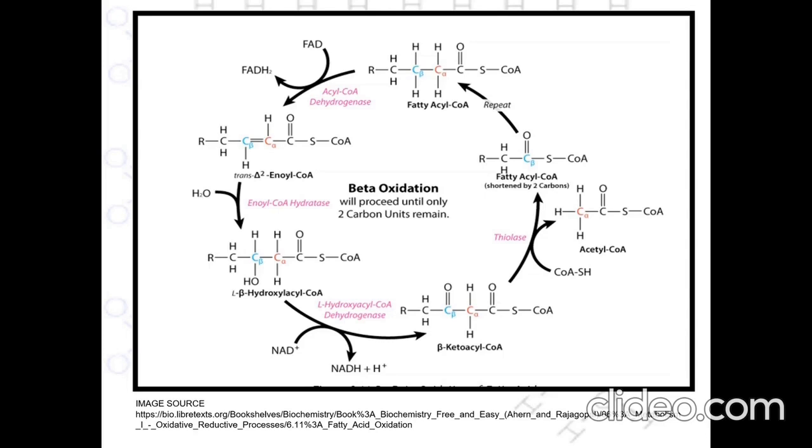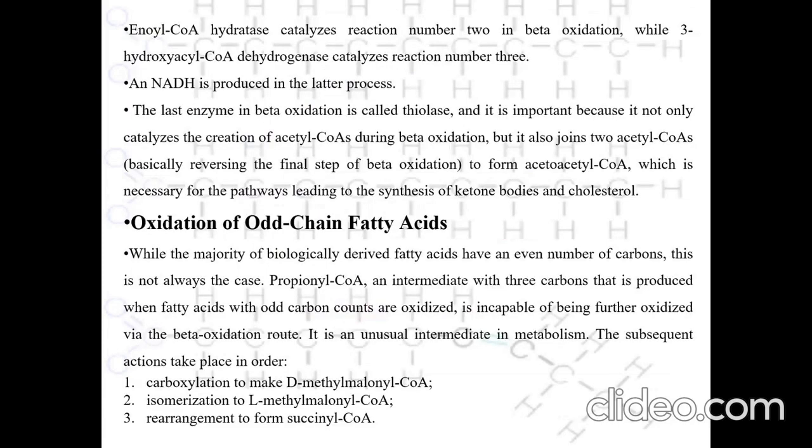From here, the enoyl CoA is produced, and this enoyl CoA, in the presence of dehydrogenase, again results in the formation of fatty acyl CoA. So the main intention is the production of NADH and FADH2, which will go and enter the ETC to produce ATP. Next, enoyl CoA hydratase catalyzes reaction number 2 in beta oxidation.